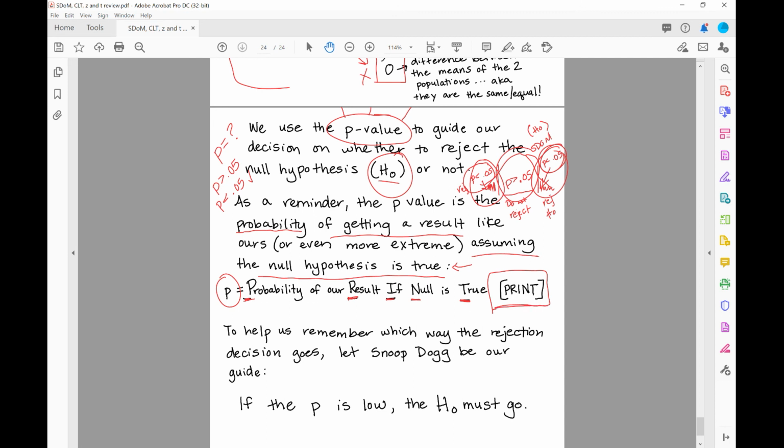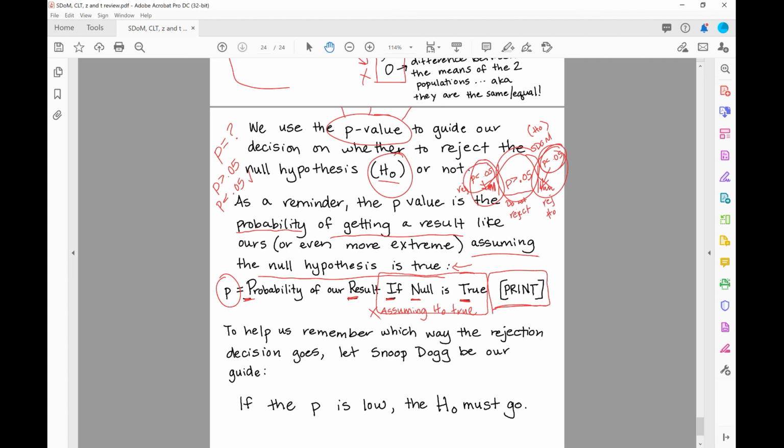It's not the probability of our result if it's not true, if the alternative is true. It's always if the null is true, because we start by assuming the null is true. And then if it's super, super weird, then we can stop assuming it. We can reject that assumption. Very, very backwards way of thinking.